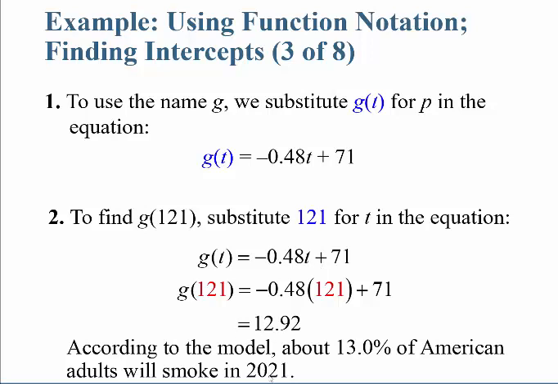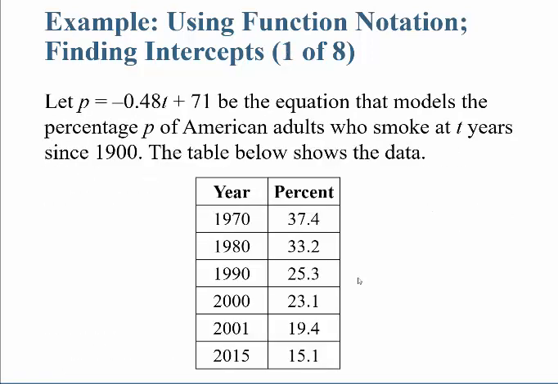The reason we're saying 2021 is because that is 121 years since 1900. And that seems reasonable given the percentages that we had. If you look here, in 2015, it was 15.1%, and it's definitely fallen.